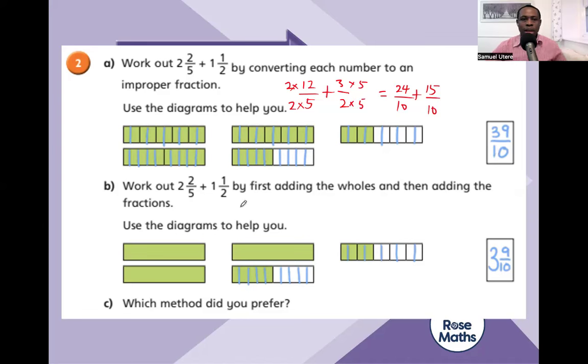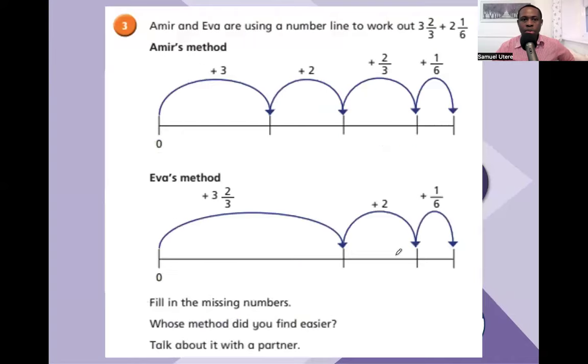And then next, you were asked to work this out by first adding the wholes and then adding the fractions. Of course, if you do that, that will be 3 whole, and you simply had to do 2/5 plus a half, which will be 3 whole 9 over 10. Well, like I said, I prefer this method. But it's up to you. Choose the one that works for you. Pause the video and answer question 3 in 2 minutes.